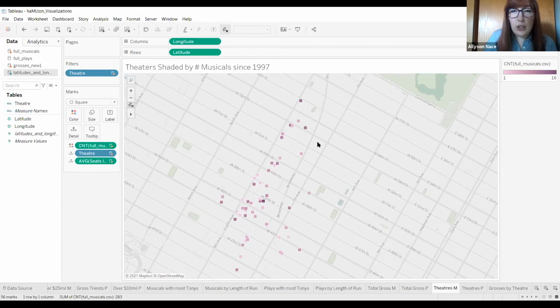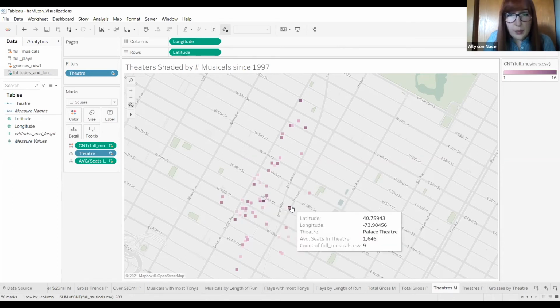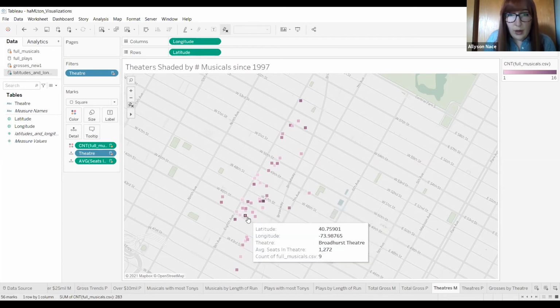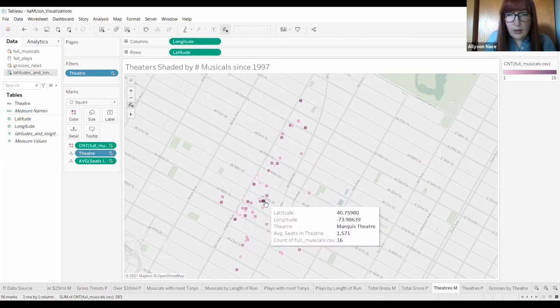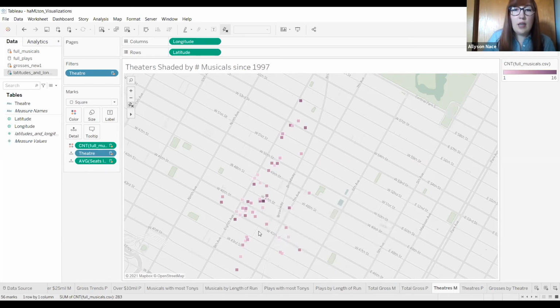As you can see, they're shaded by how many musicals have ever been in each theater. Some of these right in the middle of Times Square, like the Marquis, have done a ton of musicals over the last couple of years. They've done 16. You can see the ones right around Times Square, especially ones that have a lot of seats. The Marquis Theater has 1,500 seats. The Lunt-Fontanne Theater has 1,500 seats. The Richard Rodgers is in here somewhere, which is where Hamilton is. It has 1,300 seats. So you can see that musical theaters are really popular right around Times Square.